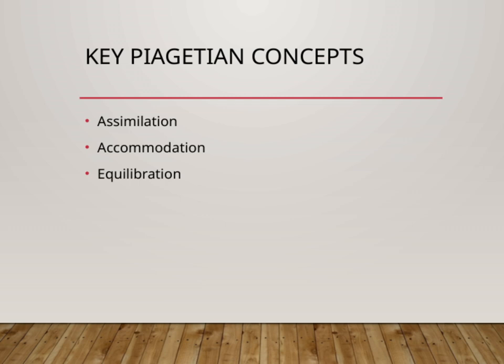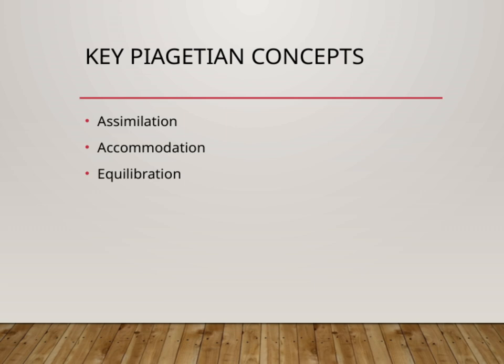Then we have equilibration, which is the process of balancing assimilation and accommodation. It's the mental effort to reach a stable understanding of the world, moving between fitting new info in and adjusting our schemas. These concepts are crucial because they illustrate how children actively construct their knowledge, constantly adapting to new experiences.